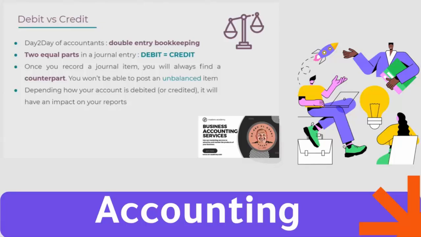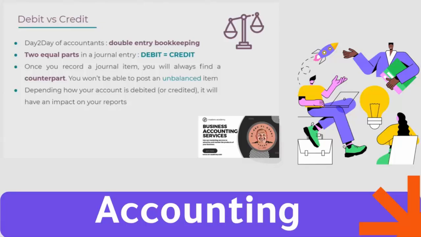If you don't have that, basically it's not going to be possible to post these entries. Once you record the journal item, you'll always find a counterpart, and you won't be able to post items that are unbalanced. Which means if your debit doesn't equal your credit, you can't save your journal entry, and you're going to be stuck. Depending on how your account is going to be debited or credited, it will have an impact on your reports.